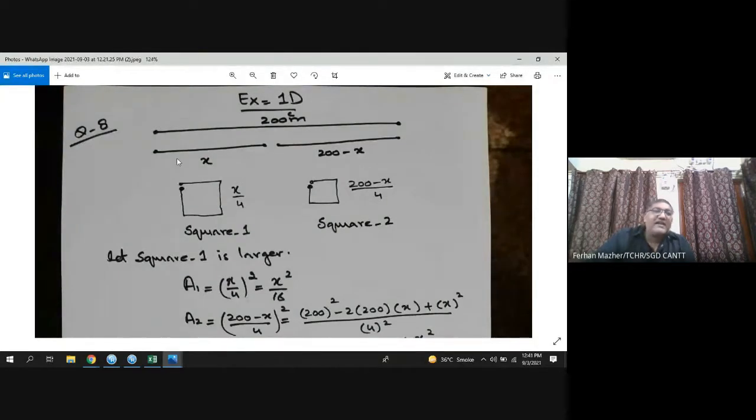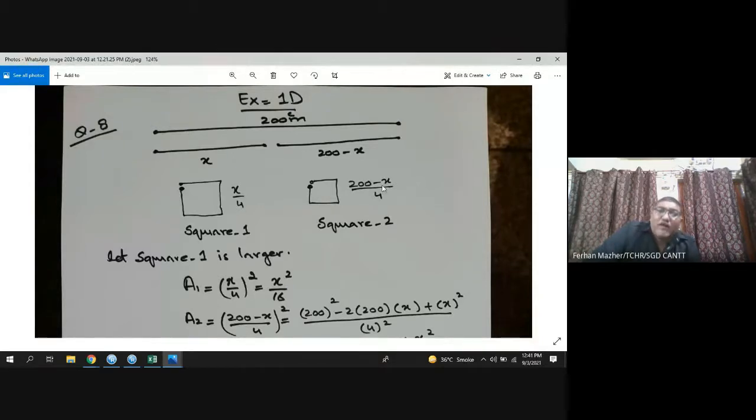With this wire, I made a square. So a square has four sides, each side equal to each other. So the length of the side of this square, which I made from this wire, will be x by 4. With this piece of the wire, I also made another square, square number 2. Because I have made four sides of the square with this length, each side will be 200 minus x divided by 4.